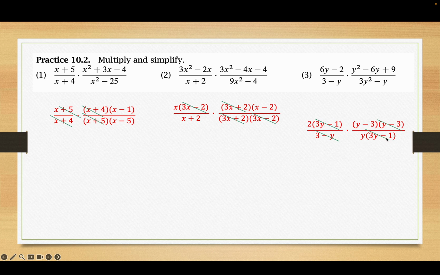I cancel them out. Then I also put slashes through 3 minus y and y minus 3, and they're not the same thing. In fact, they're the negatives of each other. So when I have y minus 3 over 3 minus y, a subtraction, and I switch the order, I have to remember to include a negative in the answer. So the final answer is negative 2 times y minus 3 over y.